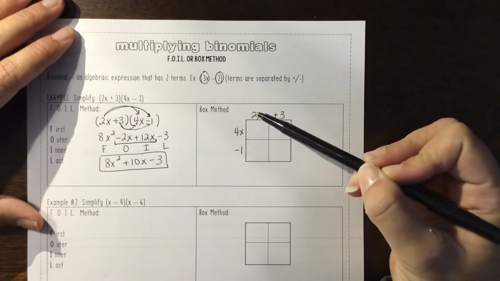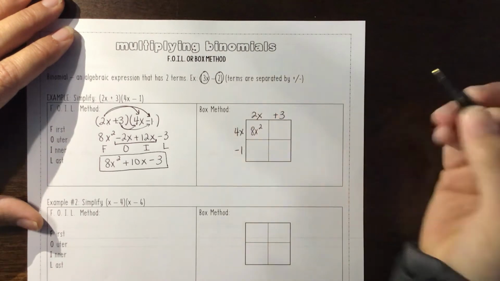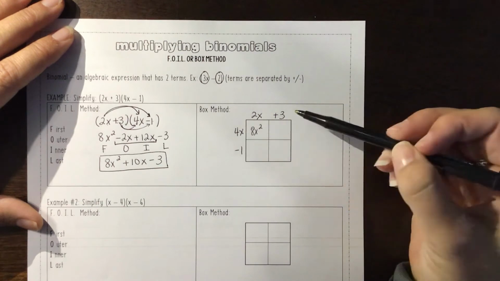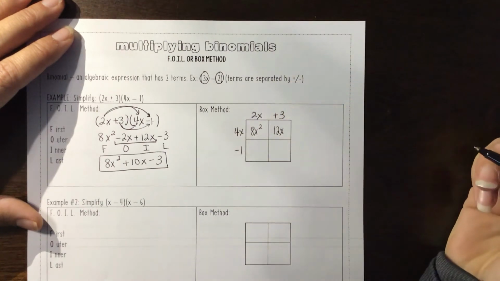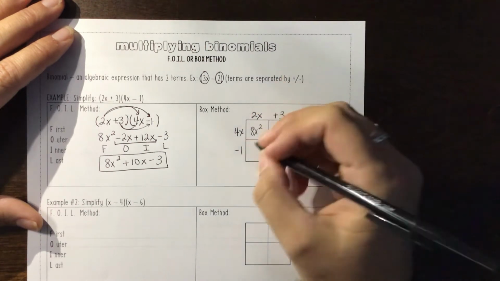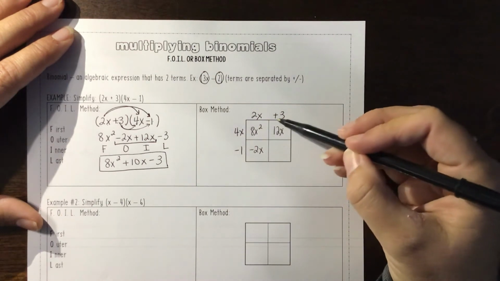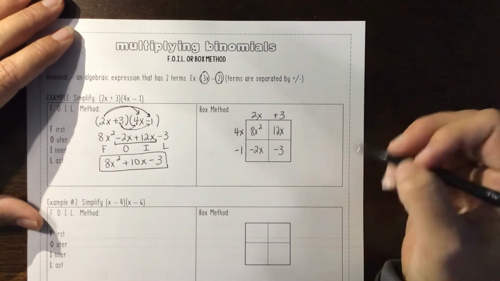So this has a 4x by a 2x. So 4 times 2 gives me 8x squared. Then in this box, I have a 3 on top here and a 4x over here. So 3 times 4x gives me 12x. Here I have 2x times negative 1. So that's negative 2x. And in this last box, I have 3 times negative 1, which is negative 3. All right, so now we've done all the multiplying.